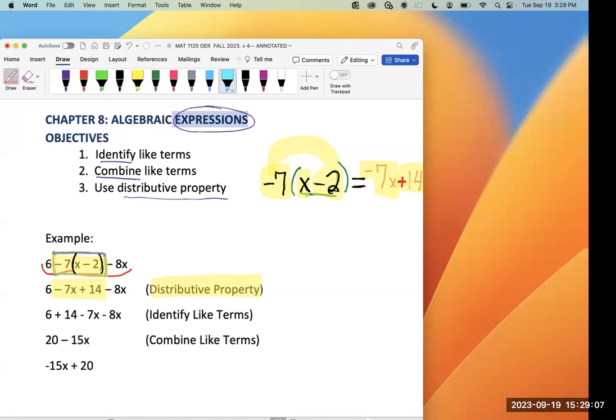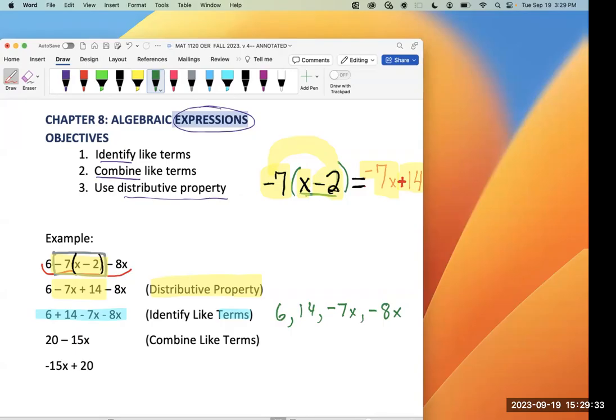Now, here in blue, I have an expression with 4 terms. Terms are things that are separated by an addition or subtraction sign. So my terms here are 6, 14, -7x, and -8x. When I have terms, I can add or subtract them in any order that I want.